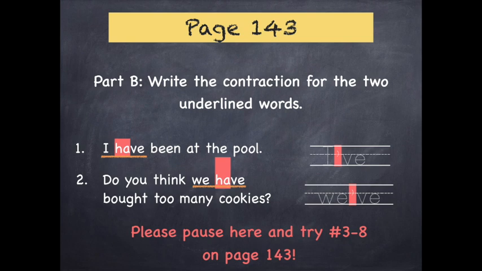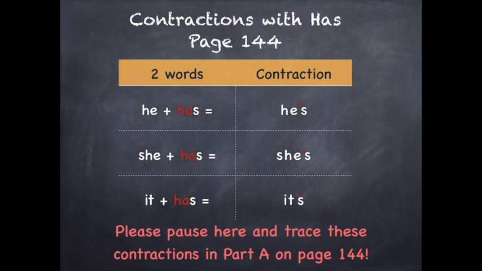So this is what those contractions look like. I plus have, I'm going to take away that HA, put in an apostrophe, and that makes I've. For number 2, I'm going to follow the same rule, and I'm going to get we've. Go ahead and pause here and try numbers 3 to 8 on page 143. Now let's move on to page 144.